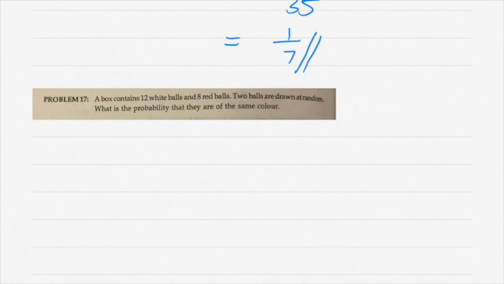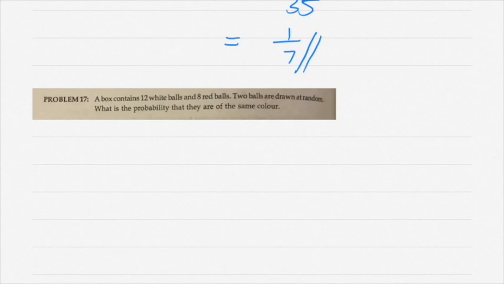Okay. A box contains 12 white balls and 8 red balls. 2 balls are drawn at random. What is the probability that they are of same color? Again, you will apply combination formula. Okay. Why are you applying combination formula? Because again, the question is about selecting 2 balls, right? 2 balls are drawn at random. So, again, you will apply combination formula.